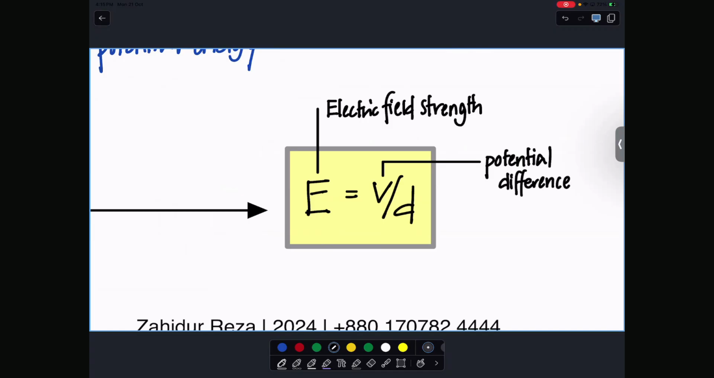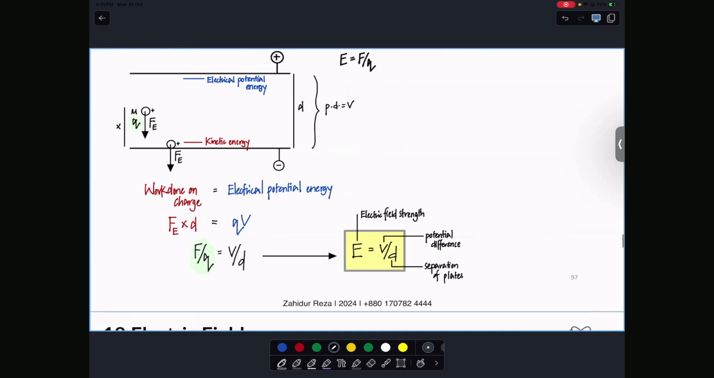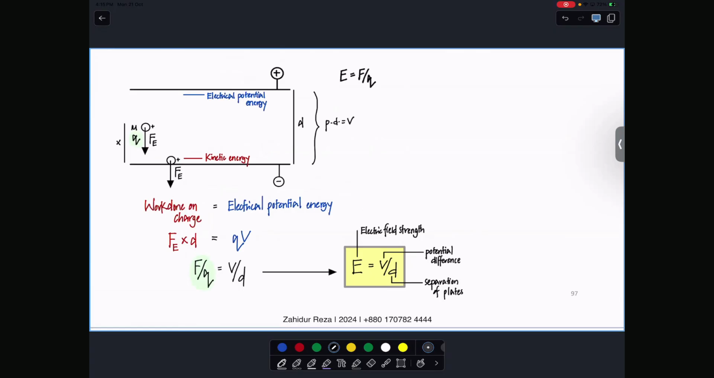It's either potential difference, and what's the other counterpart? EMF. It's one or the other, it can't be voltage. And D is the separation of the plates. Right, so that's the equation, and we'll be using the equation to solve the questions of uniform field.